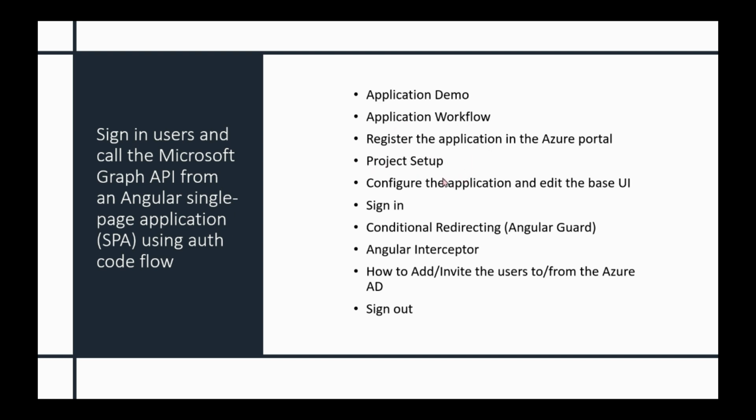Next, we will see project setup and configure the application with the MSAL, Microsoft Authentication Library, and the Microsoft Identity Platform. Next one is sign in. Here I will explain the URLs and what is the response, what is the request we are sending, and conditional redirecting and the Angular interceptor. How to add or invite users through Azure AD, and sign up, and finally sign out. These are the things we will explain today in this video.